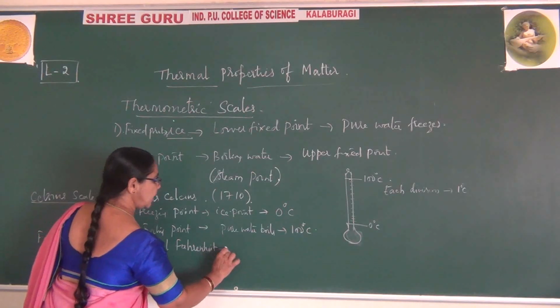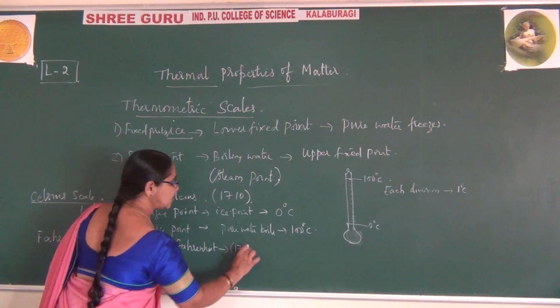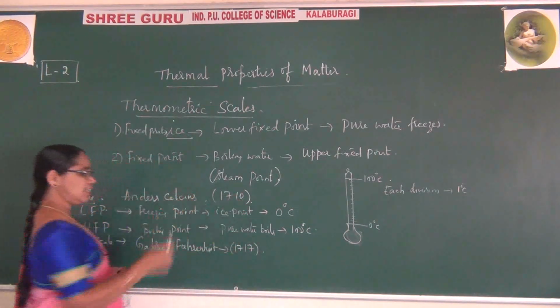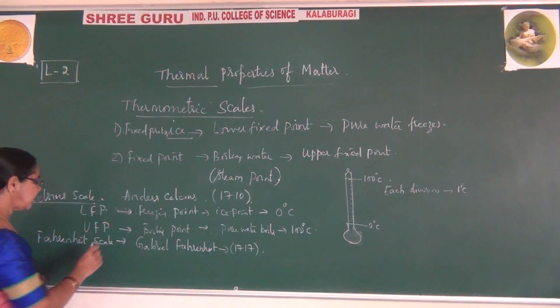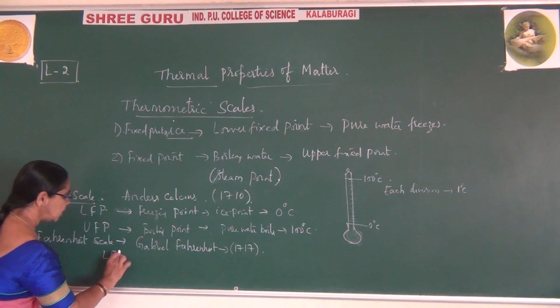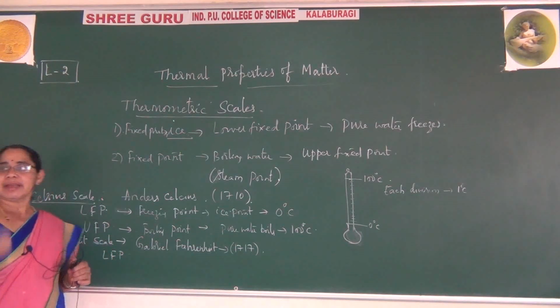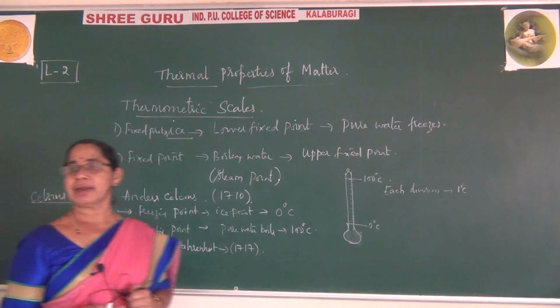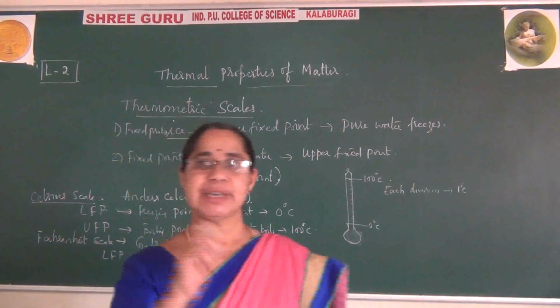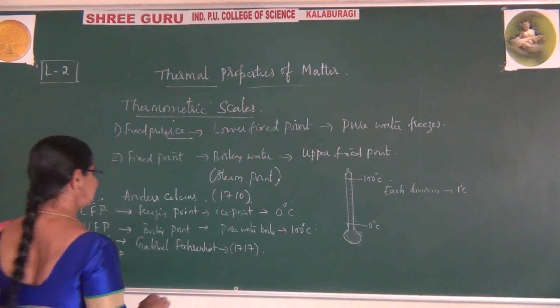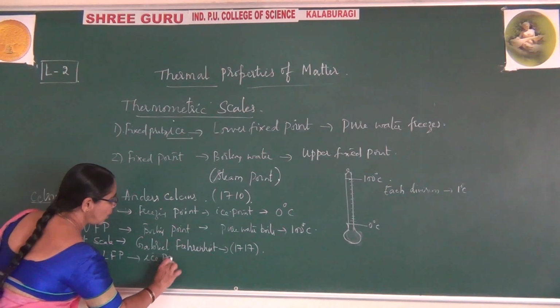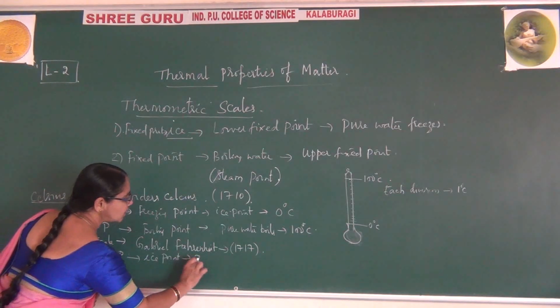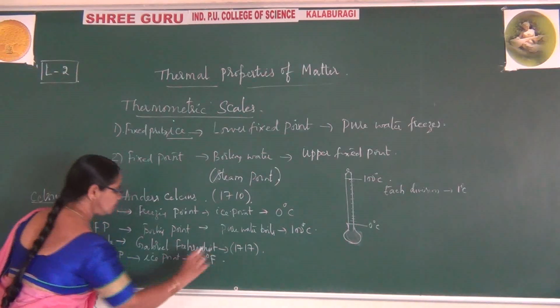And he designed this in the early 1770s. After him, the Celsius scale was designed. He again took a lower fixed point in his scale, where he observed the freezing point. That is the lower fixed point, called the ice point, and he took that point as 32 degrees Fahrenheit.